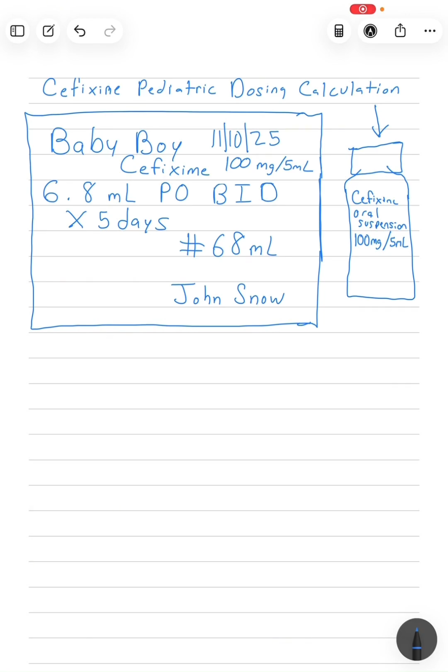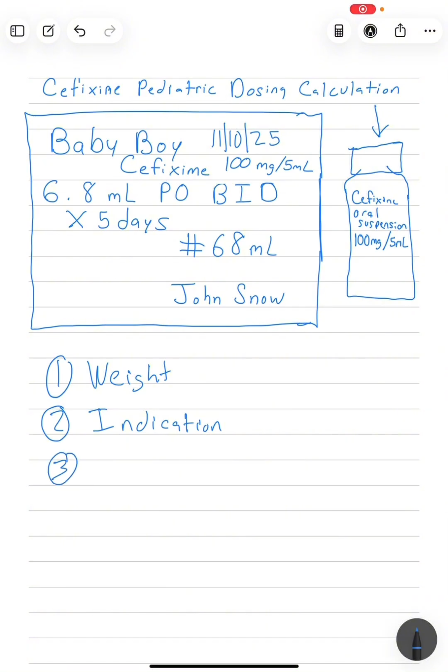So anytime we get a prescription for a baby in the pharmacy, it's really important for us to get the weight. If we don't have the weight, that just causes all sorts of delays and trouble for us. Number two, we want to know what the indication is. Why do we want to know the indication? Because some infections require higher doses than others. It's that simple. And there's a lot of thunder in the background. And ideally, number three, we don't always get, but it's nice to have, is a target dose. So what is the dose that the doctor is hoping to achieve?